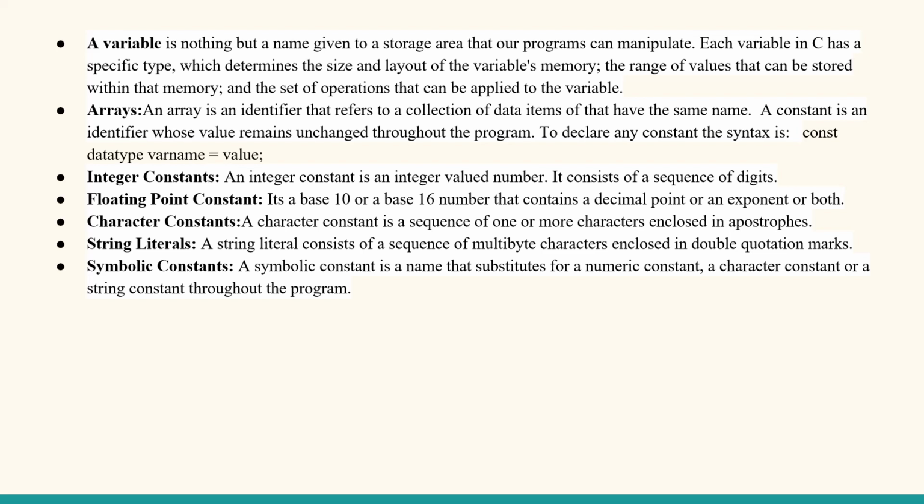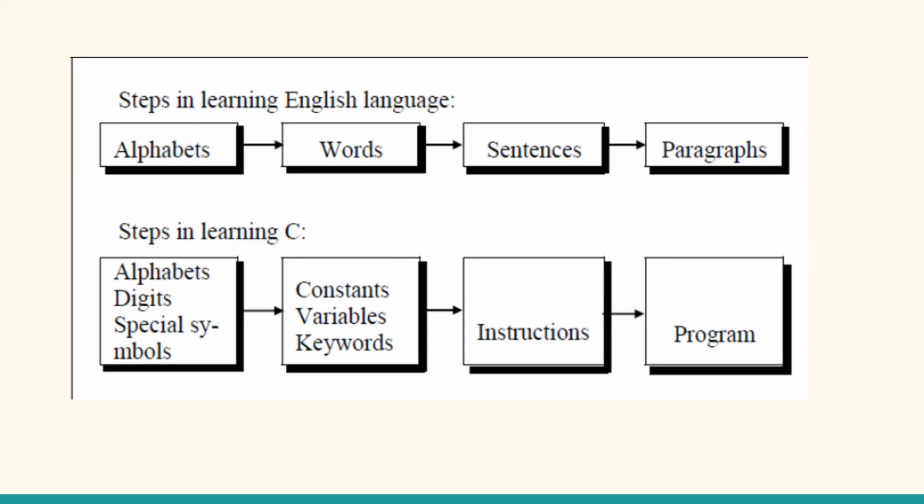Character constant. A character constant is a sequence of one or more characters enclosed in apostrophes. Symbolic constant. A symbolic constant is a name that substitutes for a numeric constant, a character constant, or a string constant. These are the steps when we learn C.